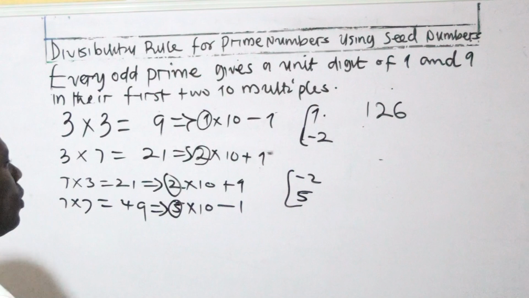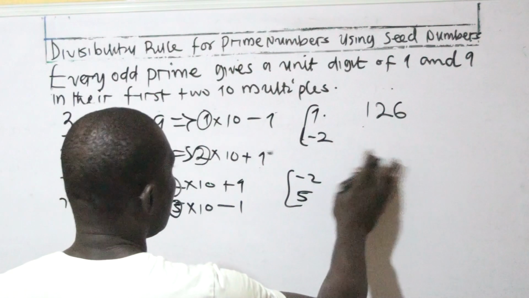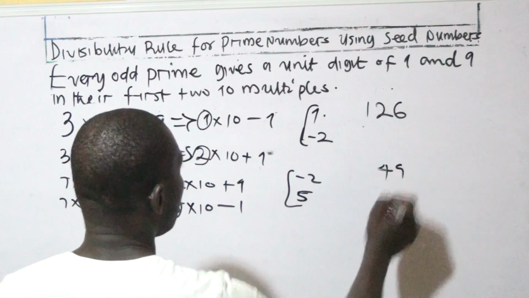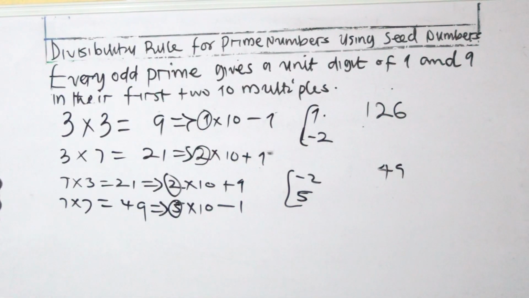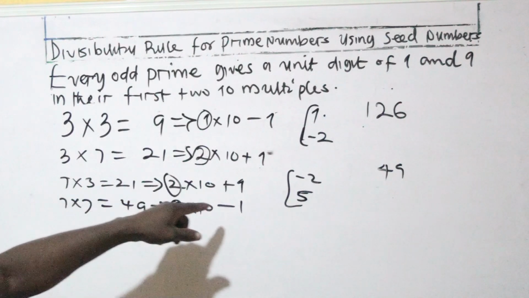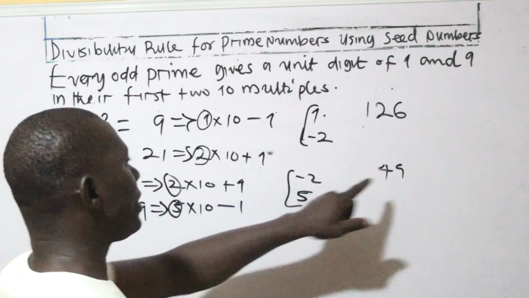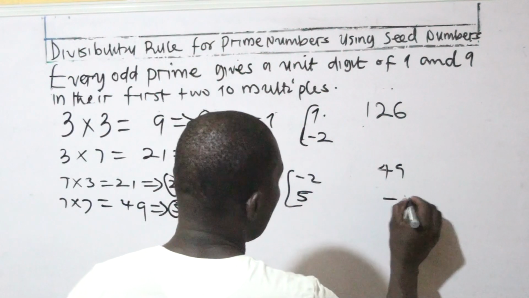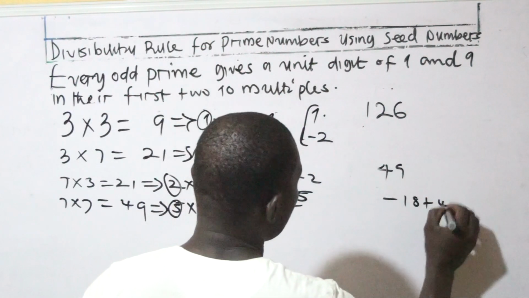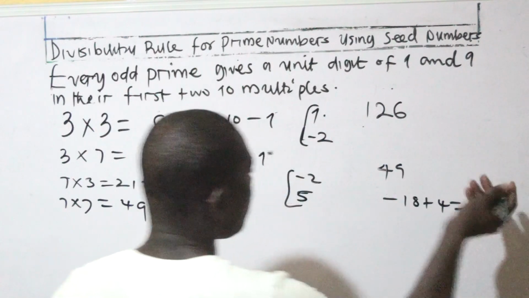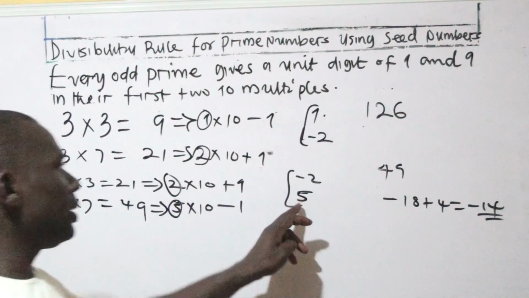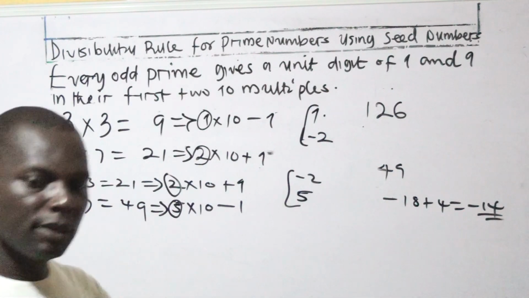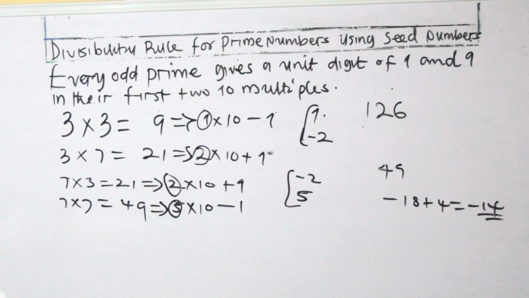So if we want to test, assuming we have 49, whether it is divisible by this, we'll say minus 2 times 9 is minus 18. Minus 18 plus 4 is minus 14. So it's divisible by 7. Then 5 here, this 5 times 6 is 45 plus 4, 49. It's also divisible by that.